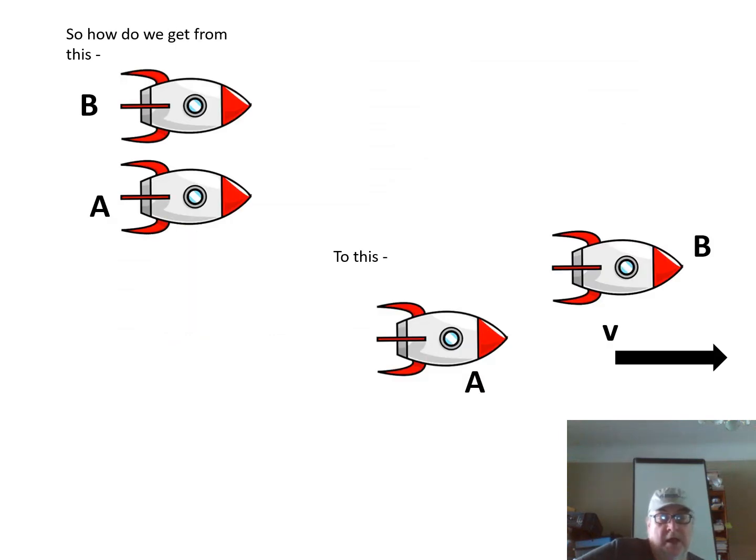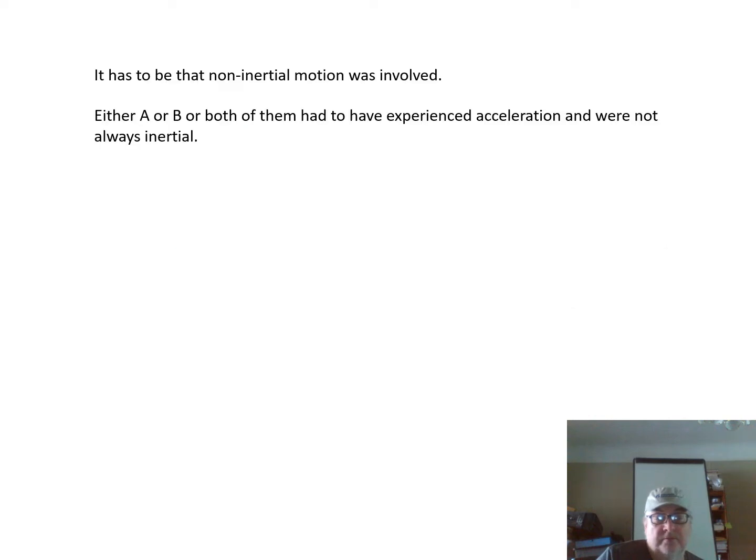So what we're doing is getting from one situation where they're at rest to this other situation where they're moving at constant velocity relative to each other. Now there has to be non-inertial motion involved, and either A or B or both of them have had to experience acceleration, and they were not always in an inertial situation.